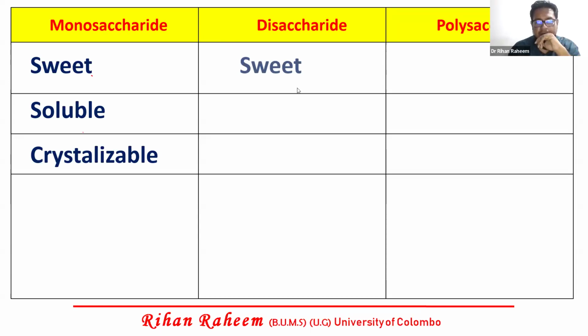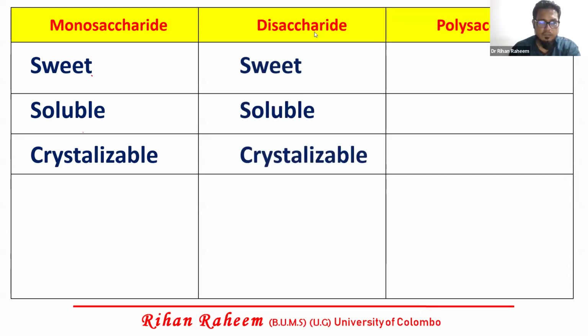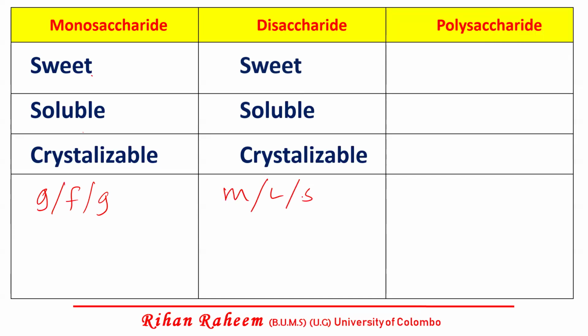Same with the disaccharides. They are sweet, soluble, and crystallizable. Are you clear? By now, you all know the examples. G, F, G: glucose, fructose, galactose. They are sweet, they are soluble, they are crystallizable. This one is MSL: maltose, sucrose, lactose. Sweet, soluble, and crystallizable.